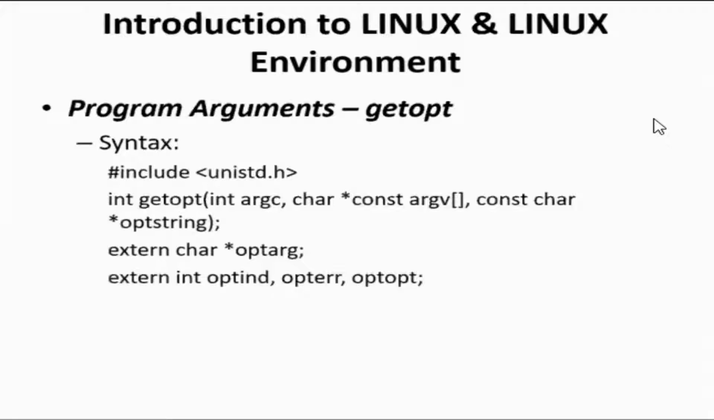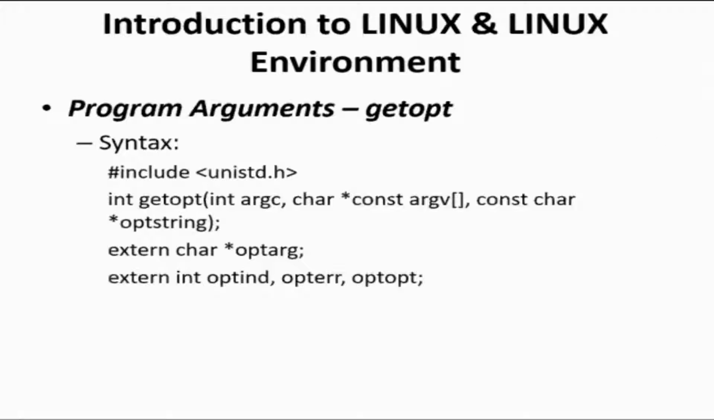When I execute a command that I specified in the previous example, that is sort space -r space file name, the sort command has to execute with the help of the option -r and also with the argument file name, so that the sort command will perform sorting on the particular file.